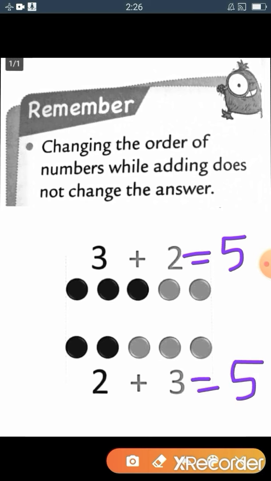See here, children. Here the first number was 3, but here we have changed the order. Here 3 is in the second place. Here 2 is in the second place, but here we have changed the order again and we have brought 2 first. So even if you change the order of the numbers, that means whatever number you take first or second, you get the same answer.